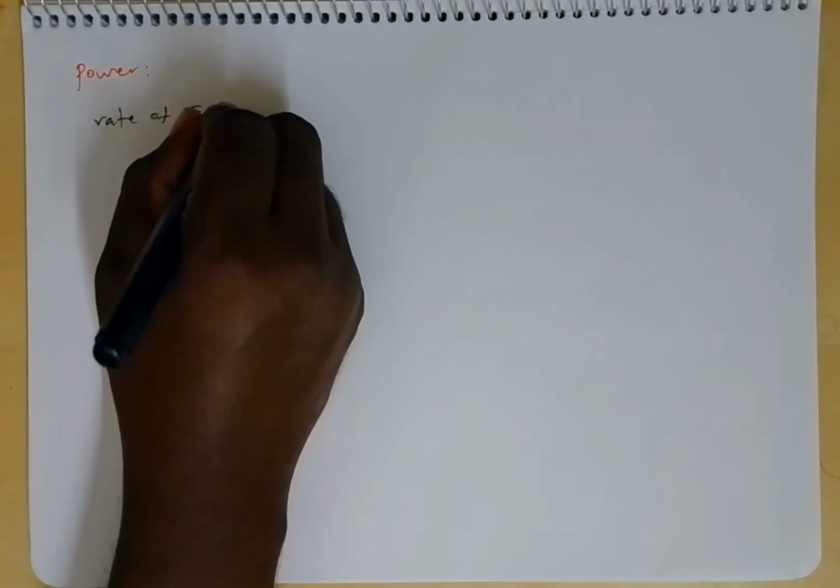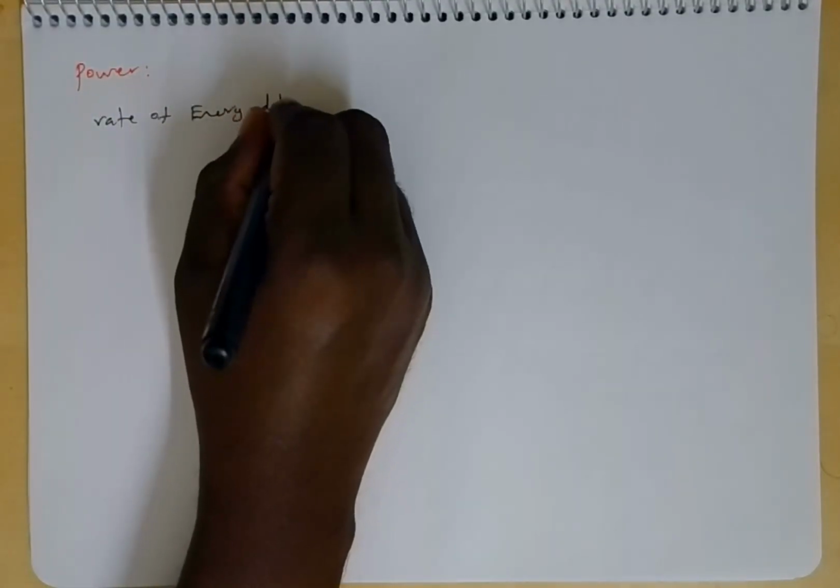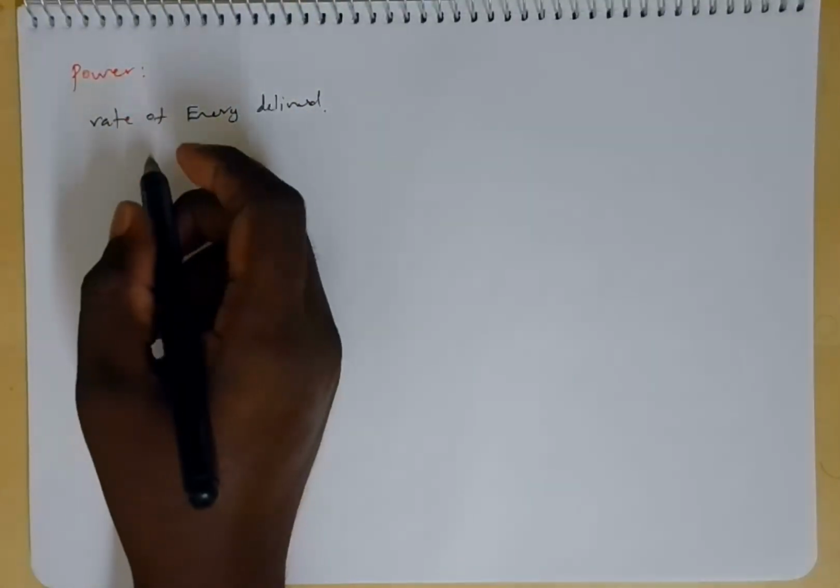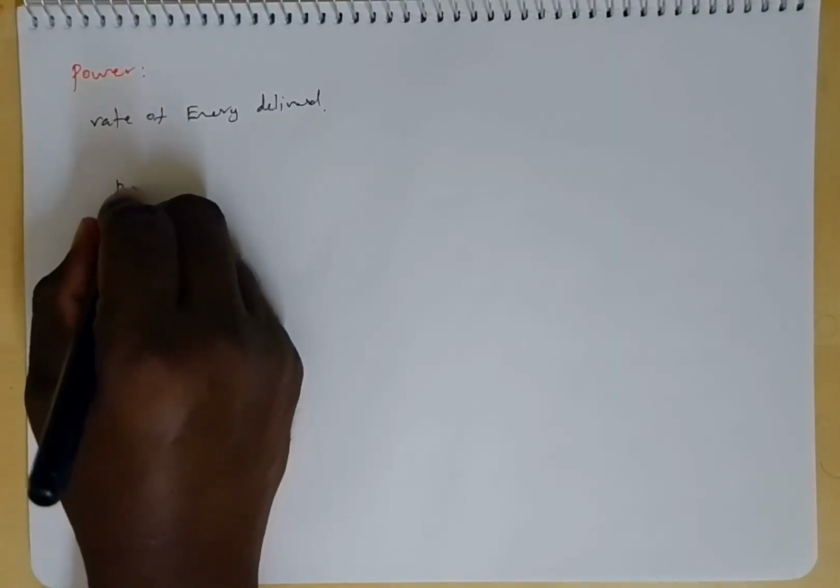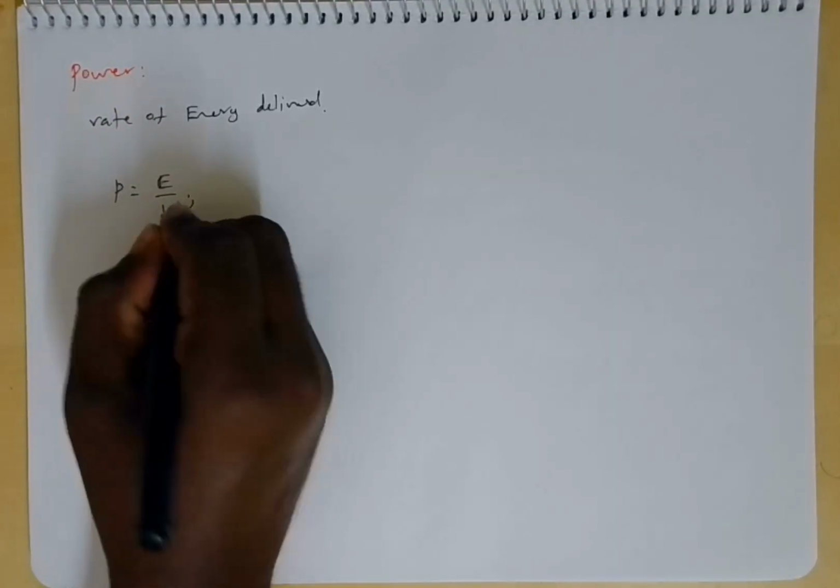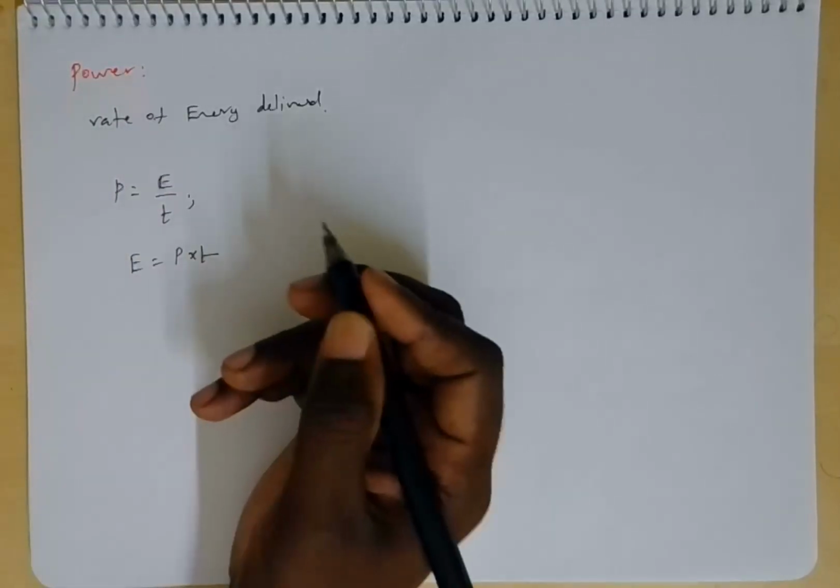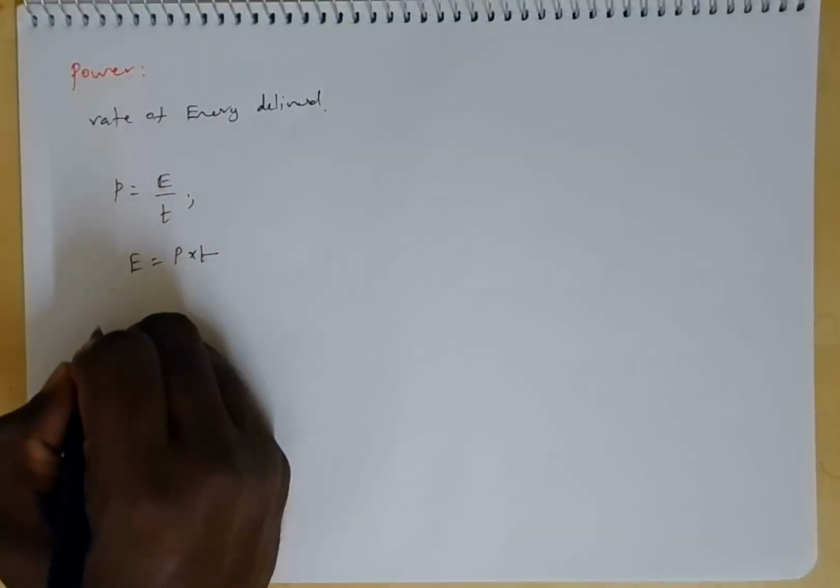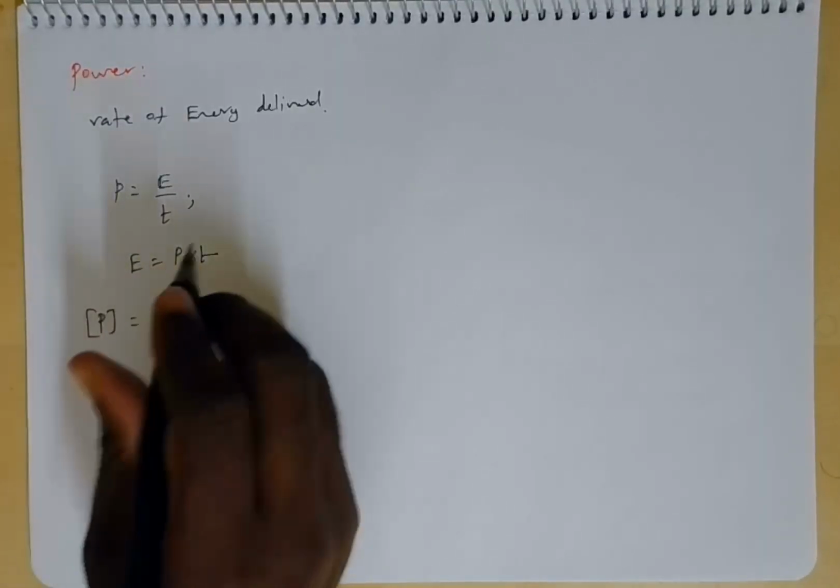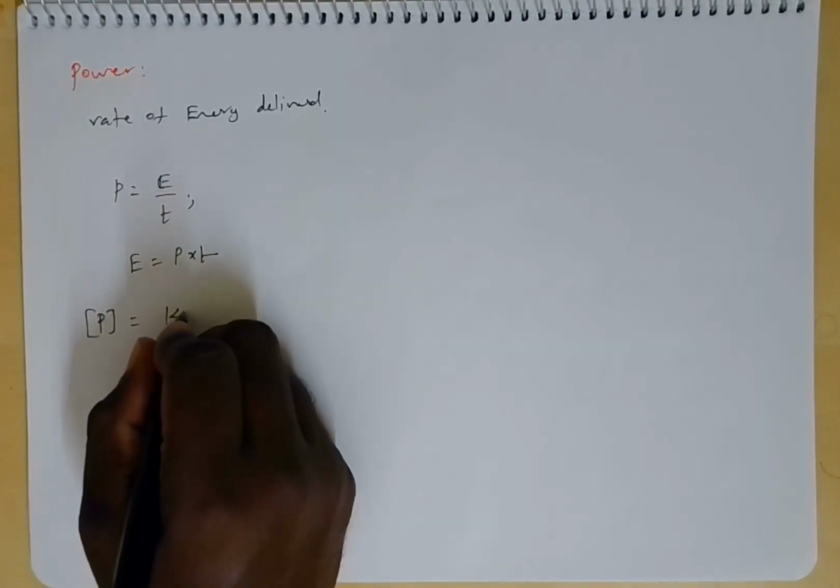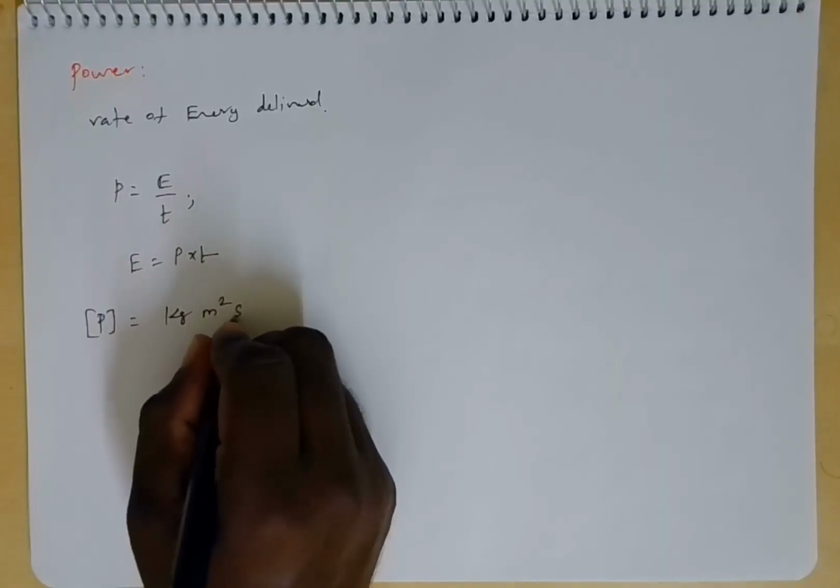Okay. So lastly, we have to discuss power. Power is the rate of energy delivered. So power is energy by time. Sometimes you have to use this equation to find the energy: energy is power into time. Power has the SI base unit of energy by time, so kilogram meter square second to the power minus 3.